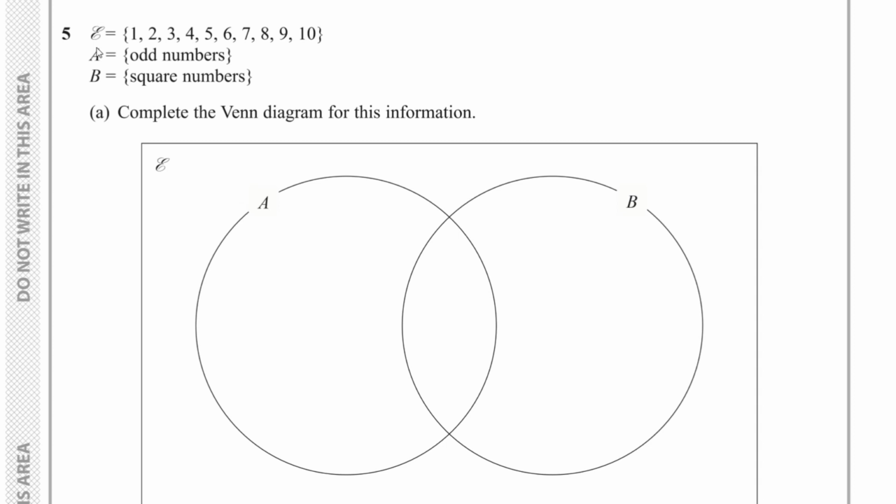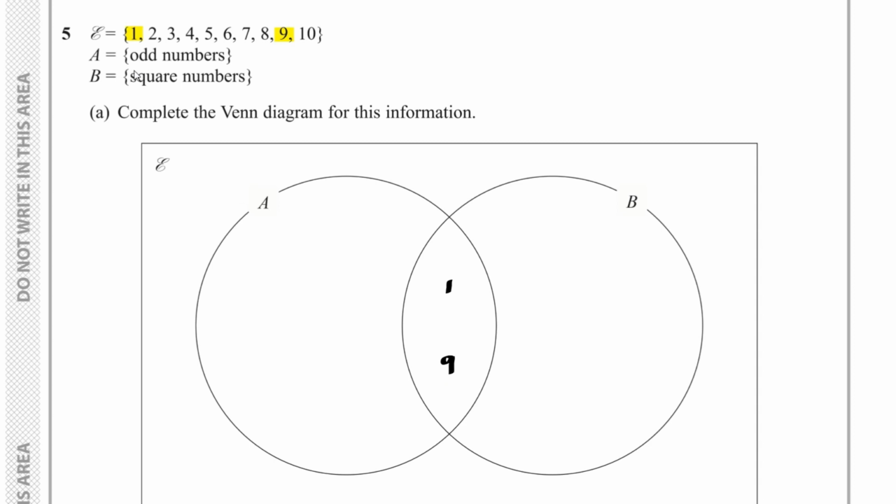Question 5. We have a set of numbers 1 to 10. A are the odd numbers, B are the square numbers. For part A, we have to complete the Venn diagram for this information. Which numbers are the odd numbers and square numbers? Well, you can see that is the 1 and that is the 9. So we have 1 and 9.